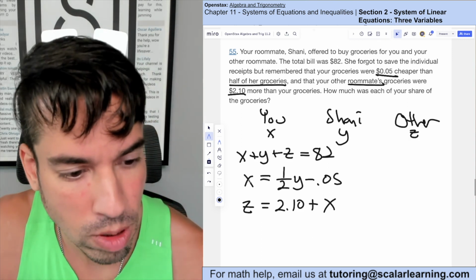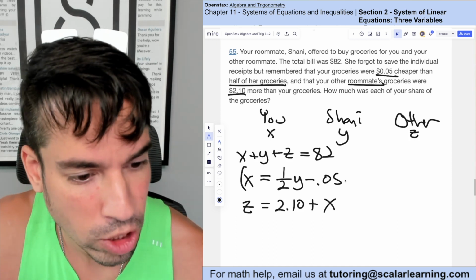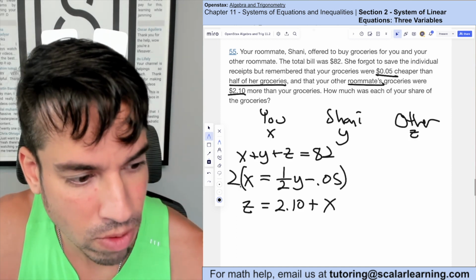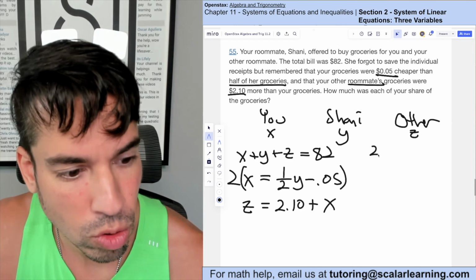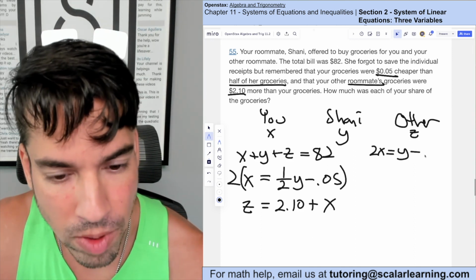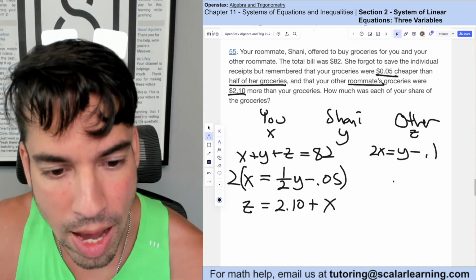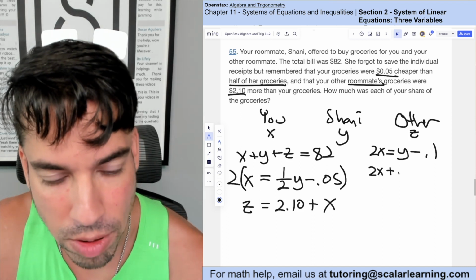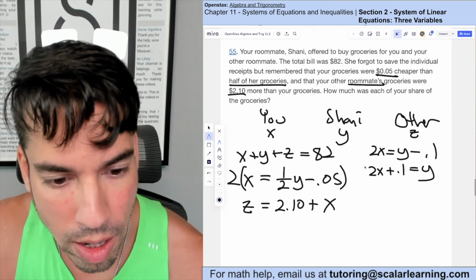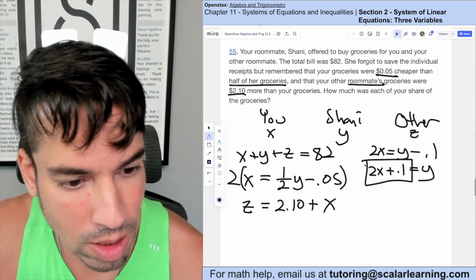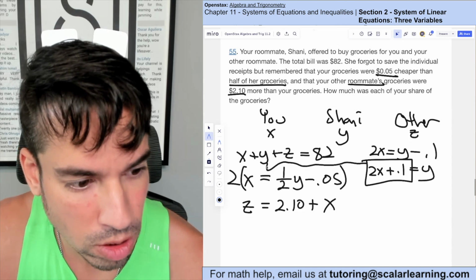So first, what I'm gonna do is multiply this equation by 2 just to get rid of that fraction. So now we have 2x is equal to y minus 0.1. Then I'm going to add 0.1 to both sides: 2x plus 0.1 is equal to y. Now what I can do is plug this into this top equation. So let's write that out now.